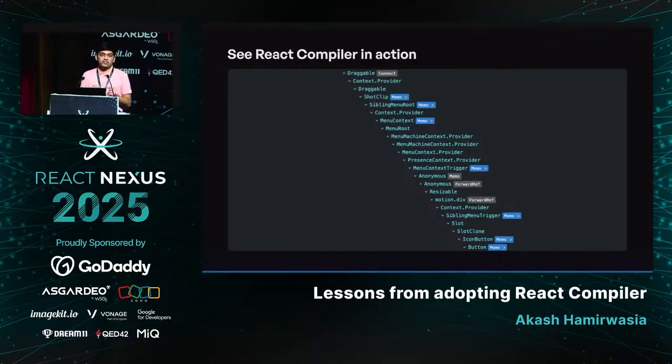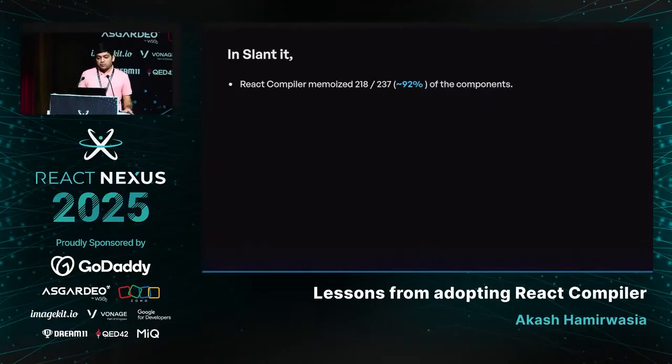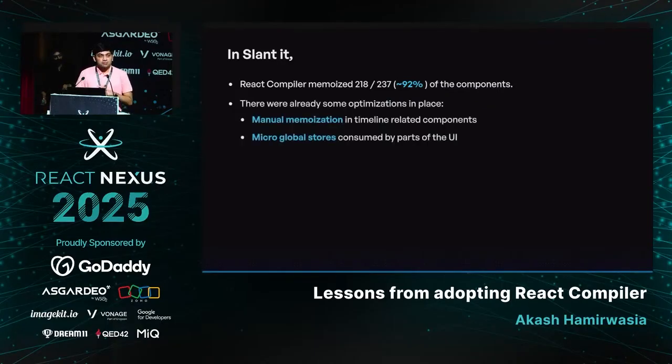Let's take a look at the compiler output. So you can identify the optimizations that are being made by the compiler using the memo blue badge in the React DevTools. And it has already optimized quite a few components in my Slanted product. So inside Slanted, it memoized 218 components out of the 237 components or so I have. It's about 92% of the code base. And you have to note that I already did apply some optimizations before I adopted React compiler. This was manual memoization in timeline because I noticed there were performance issues in that. And also something called micro global stores. I'll leave that as a suspense that you can await on after the talk.